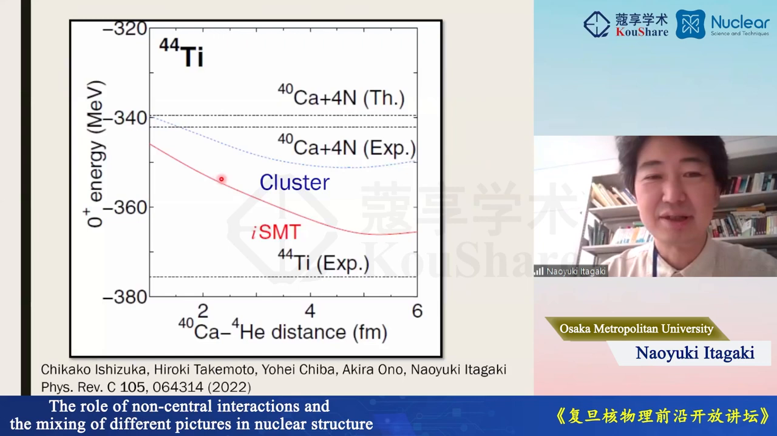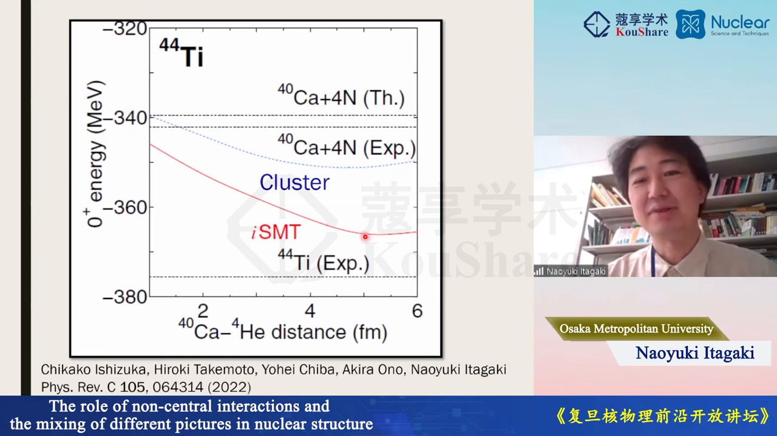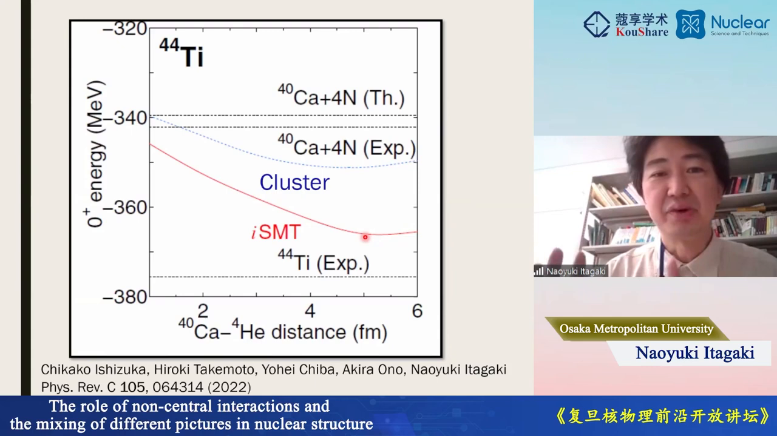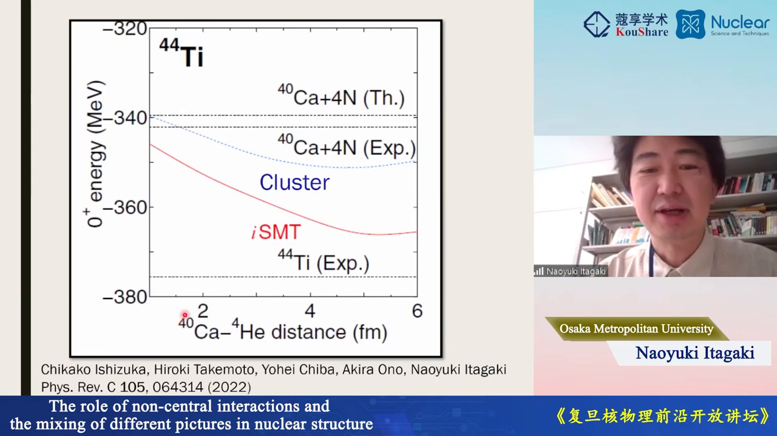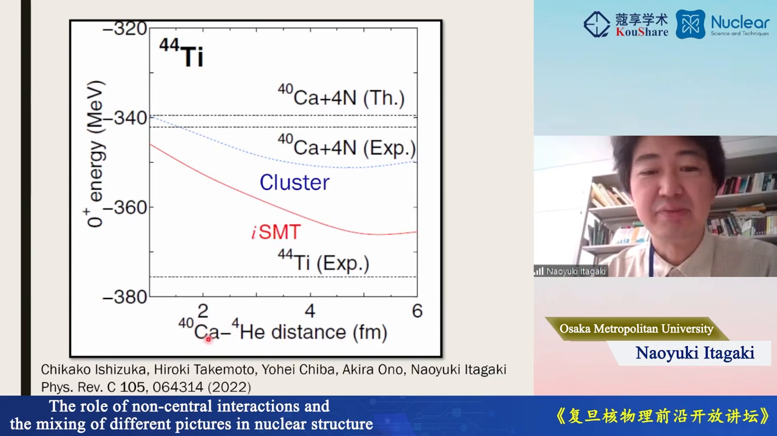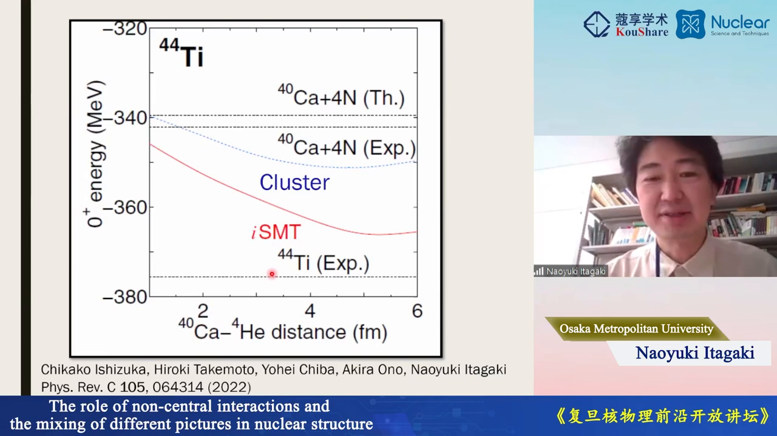The model that includes the tensor effect in the cluster model favors clustering with a distance of 5 femtometers or so. So why does such a thing happen? If we include the tensor inside helium 4, then this helium 4 induces a two-particle two-hole excitation. That is the tensor effect. But this two-particle two-hole excitation is blocked when this helium 4 approaches calcium 40. So the helium 4 wants to be free helium 4, apart from this calcium 40 core. So the tensor interaction enhances the relative distance between calcium 40 and helium 4.